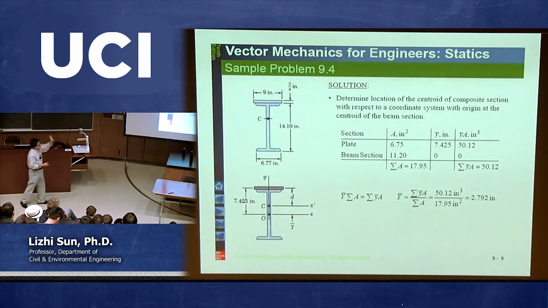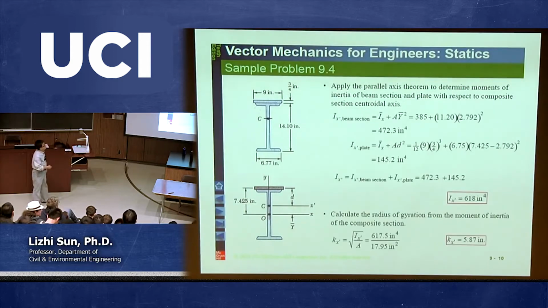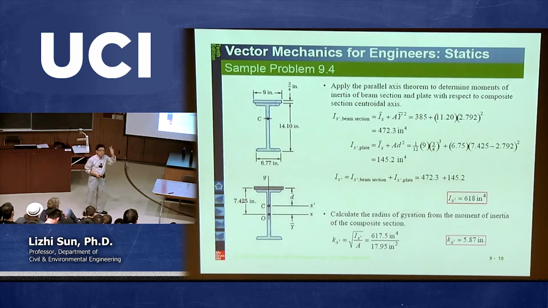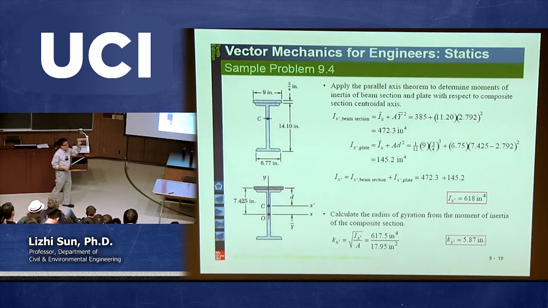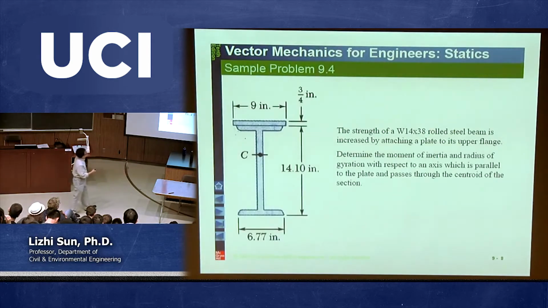Okay, so this is the first step. We identified the centroid of this global structure. Now let's move to the next one, which is to calculate the moment of inertia. Okay, so there are two moments of inertia. One is called the moment of inertia with respect to the x-axis, and one is called the moment of inertia with respect to the y-axis. Now let's go back to look at the original question we were asked.